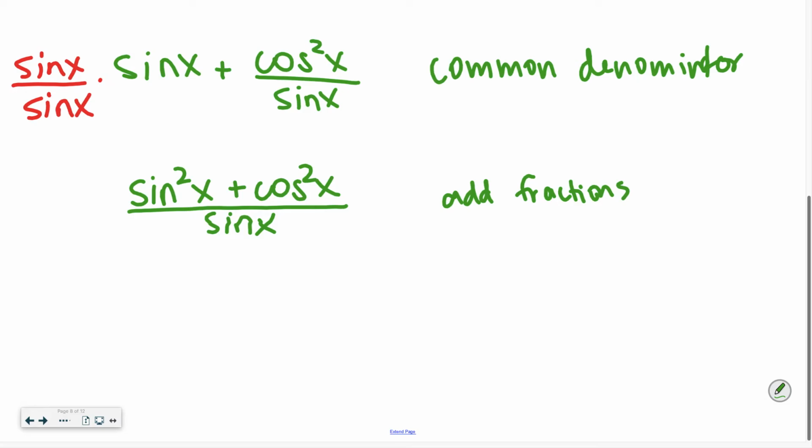Ryan, on your paper somewhere, did we write down something like sine squared plus cosine squared? What does that equal? 1. Sine squared plus cosine squared. When you see that, you should celebrate, okay? Sine squared plus cosine squared we can replace with 1 because that is one of our Pythagorean identities.